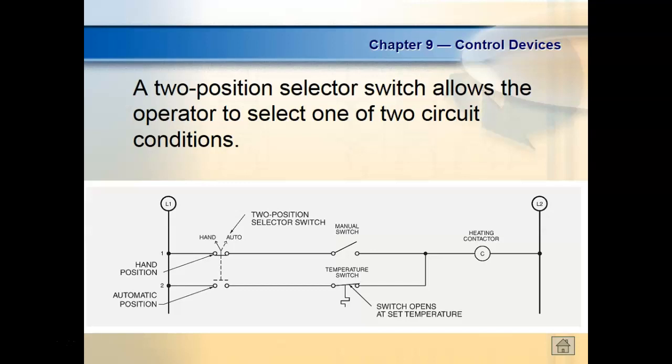So how does this circuit work? I can switch between automatic, which would go to the temp switch, or I can switch to manual, and then I would control the heater contactor with a manual switch.